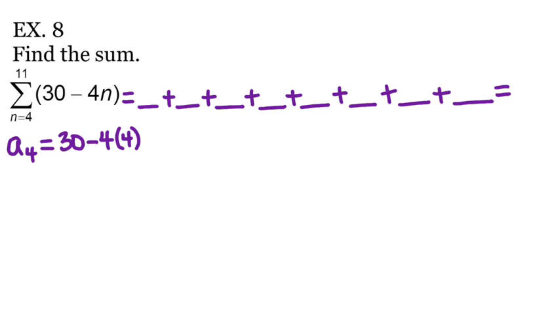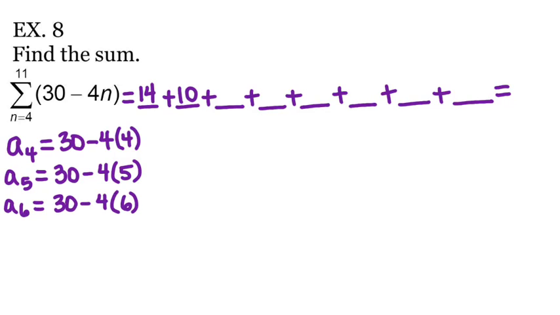So a sub 4 is going to be 30 minus 4 times 4, and that will equal 14. A sub 5, 30 minus 4 times 5 is 10. A sub 6, 30 minus 4 times 6 is 6. And then I start to notice a pattern. Okay, we're just subtracting 4 from here on out. So if I continue to subtract 4, I can fill in the rest of those numbers instead of actually calculating them. So the next would be negative 2, negative 6, negative 10, and negative 14.